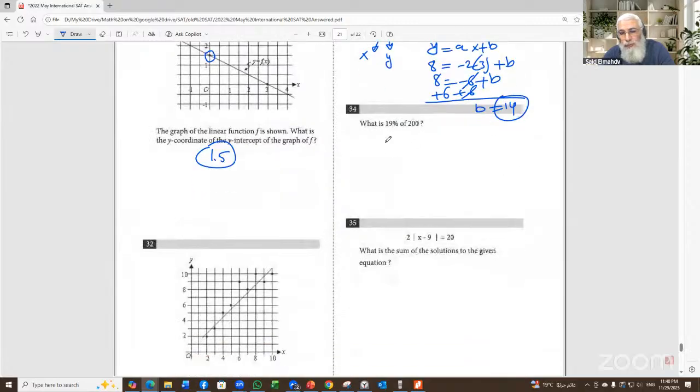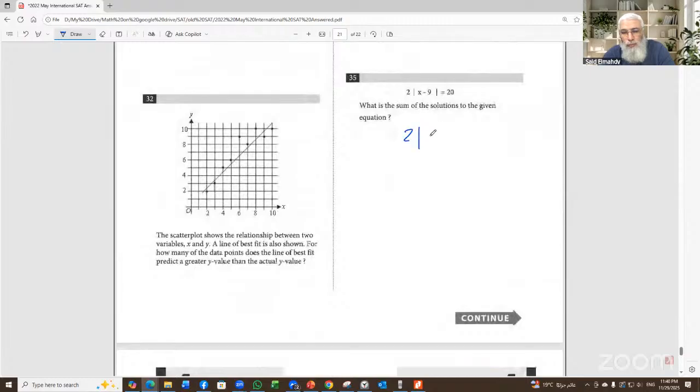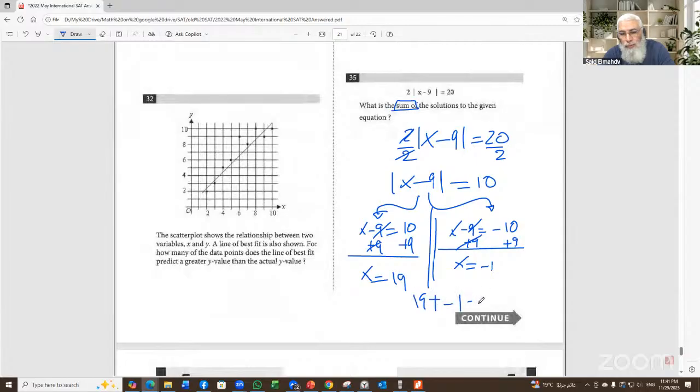What is 19% of 200? So 19% of means multiply by 200. We can simplify two zeros with two zeros, so this is 38. Number 35. 2 multiplied by the absolute value of x minus 9 equals 20, divided by 2 on both sides. Absolute value of x minus 9 is equal to 10. So this means we have two solutions. x minus 9 equals 10 and x minus 9 equals -10; add 9 to both sides. x is equal to -1 and x is equal to 19. So the sum of the solutions, 19 plus -1, is 18.